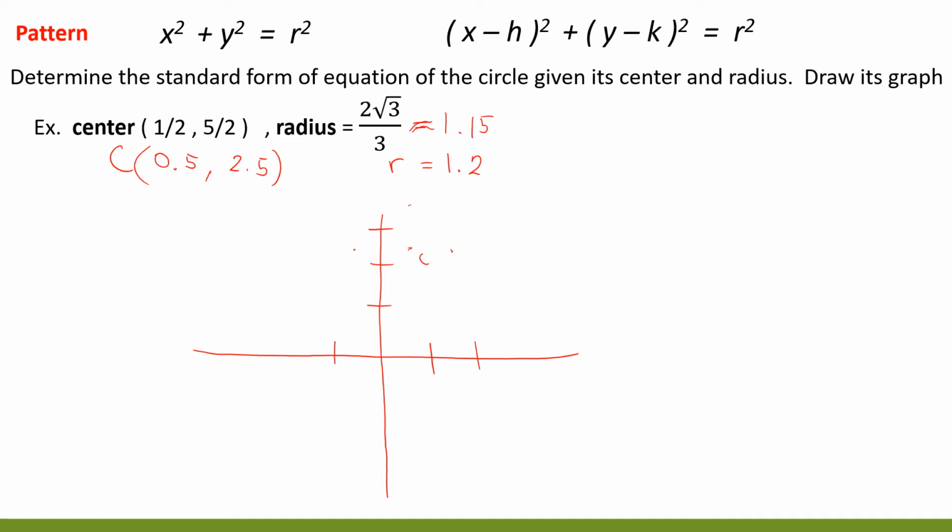Connecting the points, like this. Again, using your compass. Use a compass to make it more accurate. There. This is now the circle. See to it that your radius is 1.2 units.